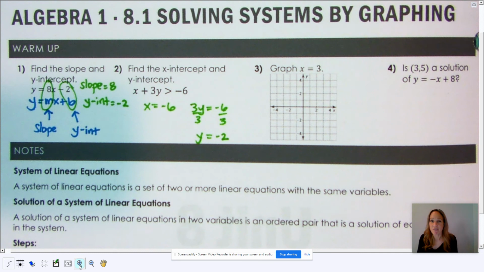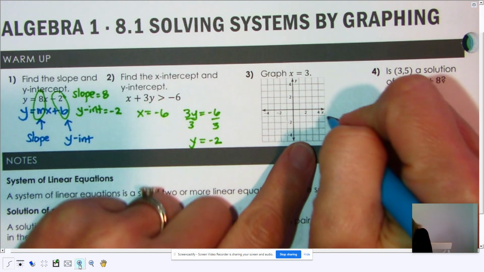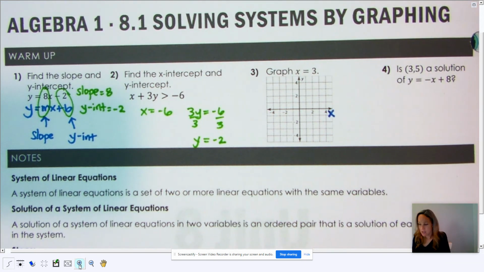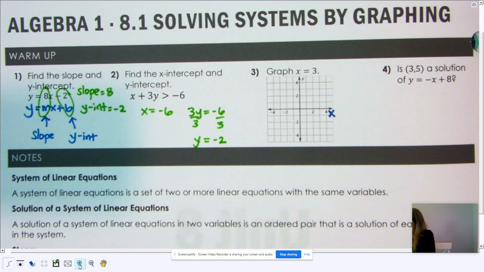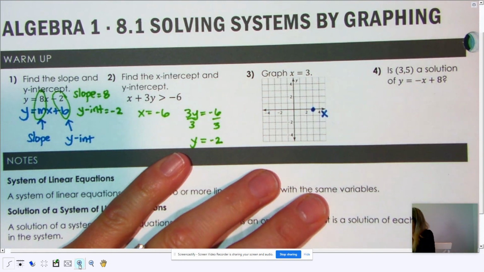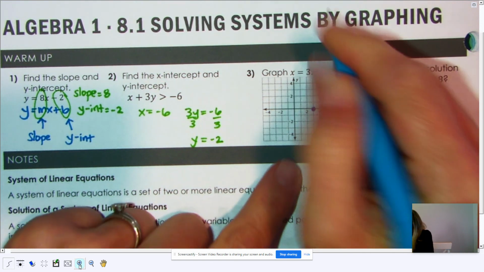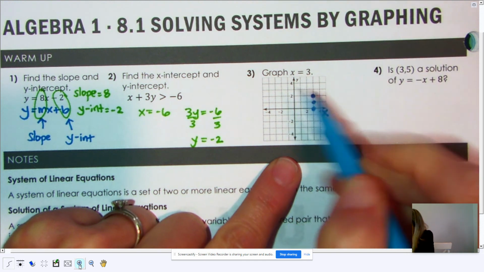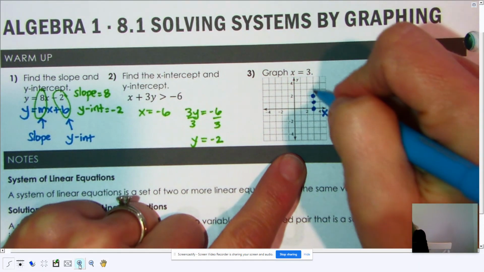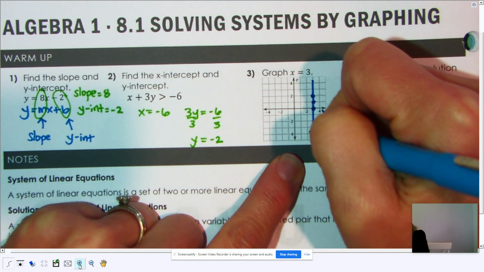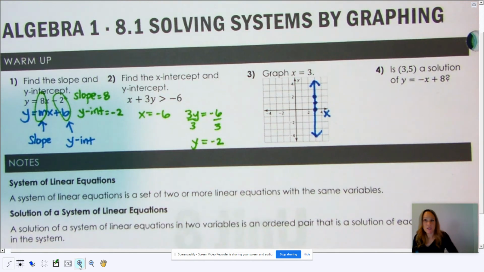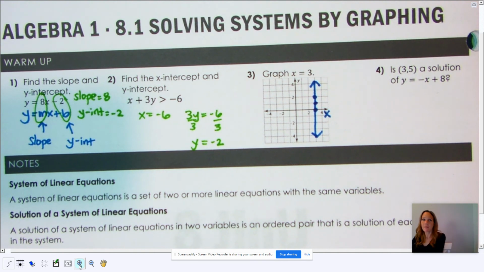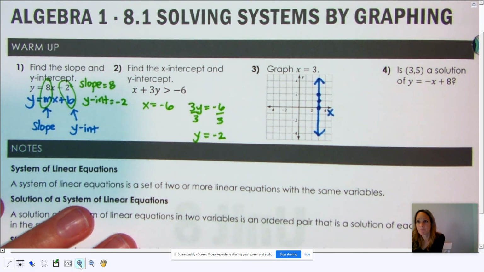Okay, question number 3. We are going to graph that. First, I'm going to find where x is equal to 3. If you remember, this is the x-axis. Now, if y is 0, x equals 3. If y is 1, x equals 3. If y is 2, x equals 3. No matter what y is, x will always be equal to 3. And so what that looks like is a vertical line through the x-axis at 3. Oh, sorry, that got crooked.